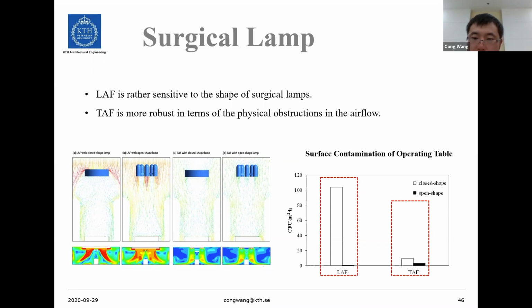And with the open shape lamp and in the laminar flow ventilation, it's almost zero contamination. And with open shape lamp in temperature controlled airflow ventilation, the contamination level is also decreased. But overall, we can see that this laminar flow ventilation is rather sensitive to the shape of the surgical lamp. But the temperature controlled airflow ventilation is quite robust in terms of the physical obstruction in the airflow field.